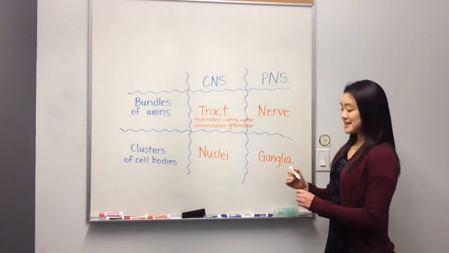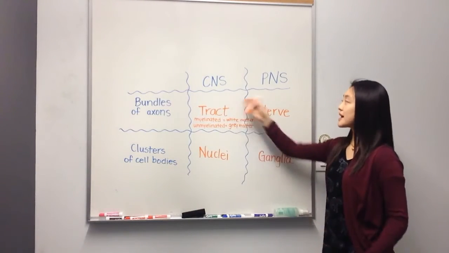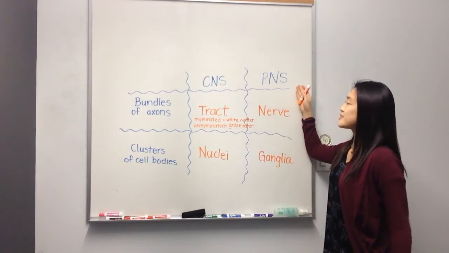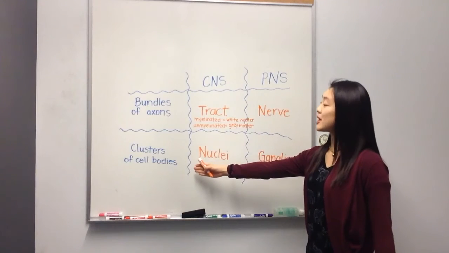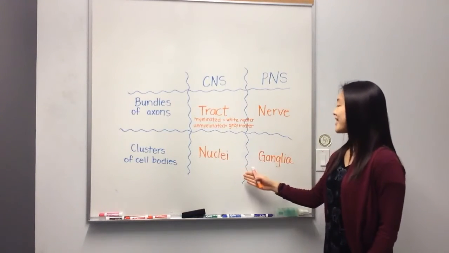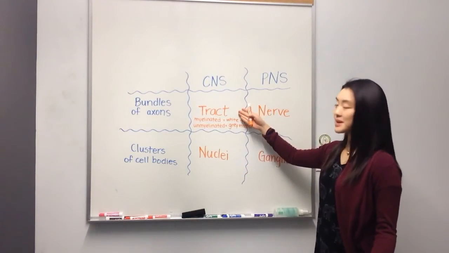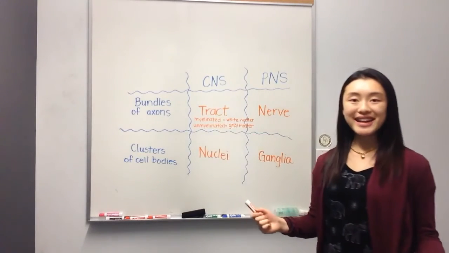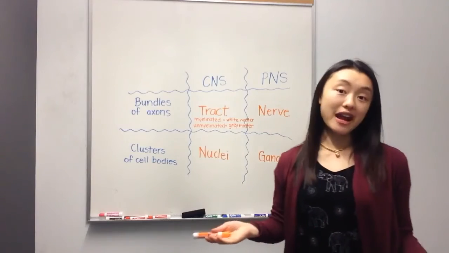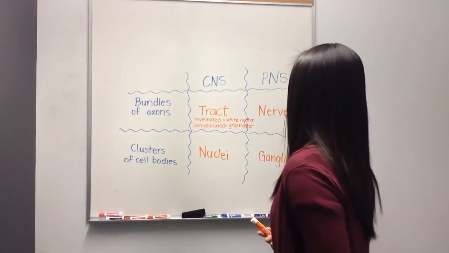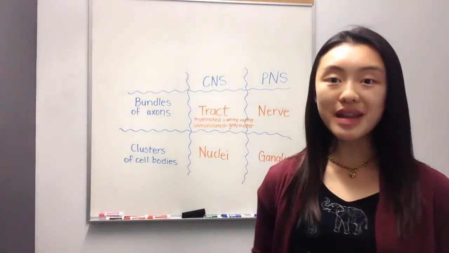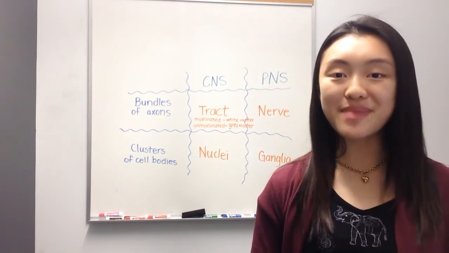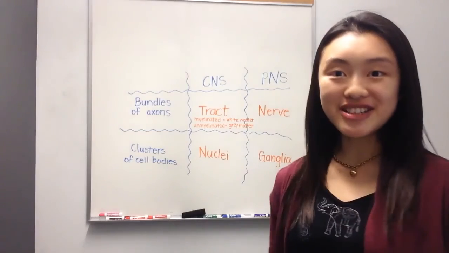So to summarize, bundles of axons are tracts or nerves, depending on whether they're in the CNS or the PNS respectively, and clusters of cell bodies are called nuclei or ganglia. If we wanted to examine our tracts, we know that some of these axons can be myelinated and others do not have myelin. This causes them to take on a different appearance, giving them the name white matter if myelinated or gray matter if unmyelinated. That's it for all of our terminology today.